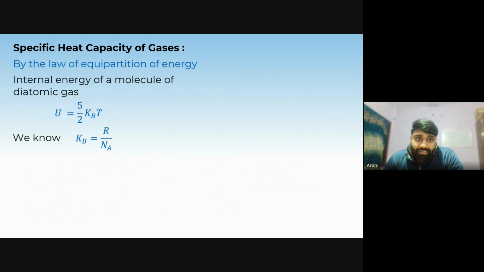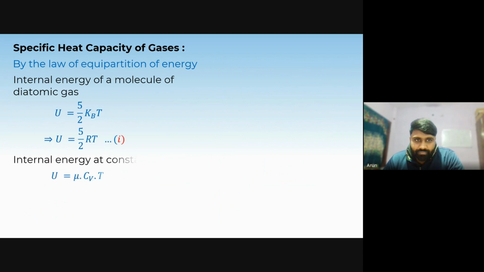So we can say that the internal energy of a molecule will become 5 by 2 kB into T. kB is nothing but R by Na. So Na we are cancelling, because this is the energy possessed by only one molecule, and we are considering the total number of molecules. The total number of molecules in 1 mole is Na, Avogadro's number. So we will multiply it by Na, and the denominator Na will cancel out.